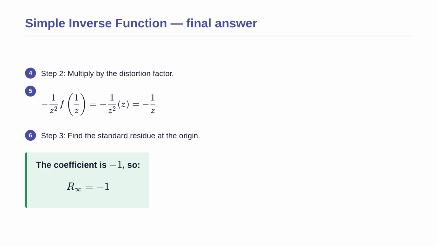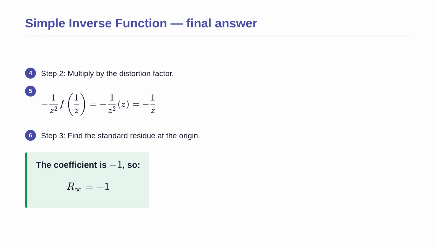Continuing with our calculation, we now multiply our flipped function by the required distortion factor. This accounts for the change in the size of our steps and the reversal of our circular path. We multiply negative 1 over z squared by z, which simplifies to negative 1 over z.